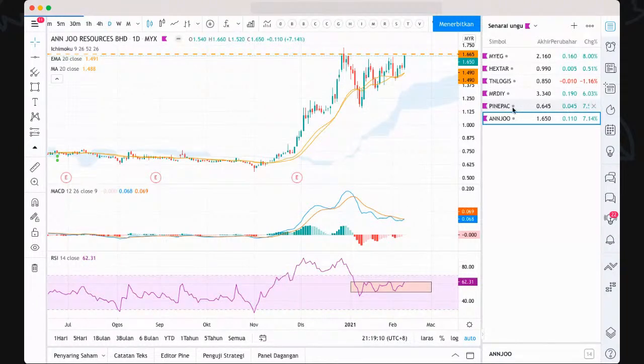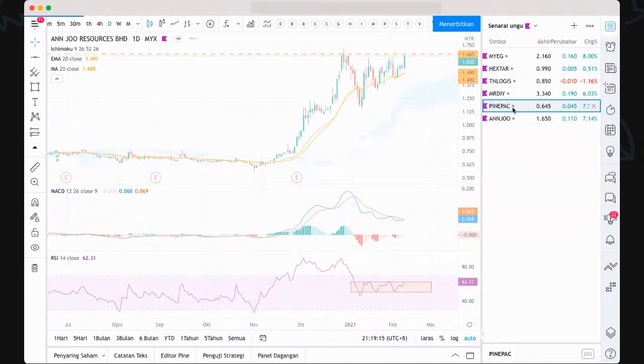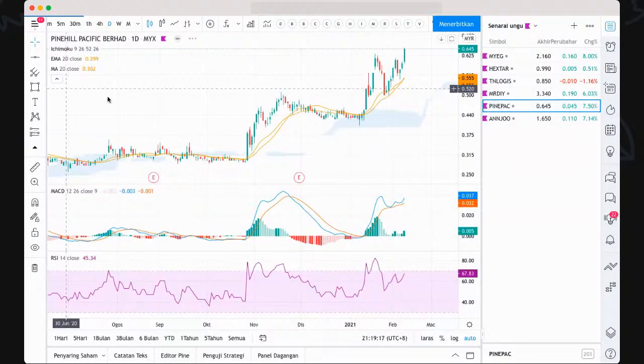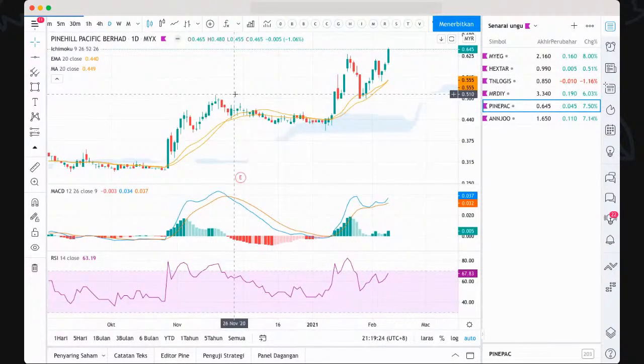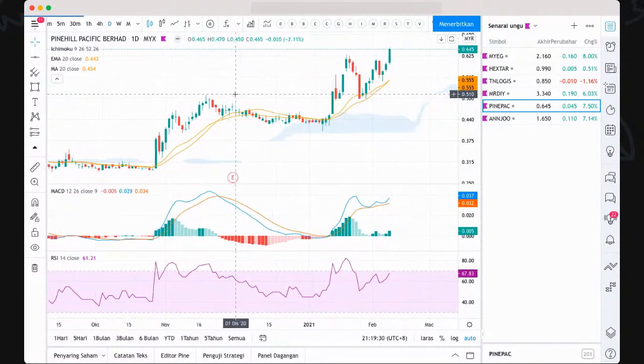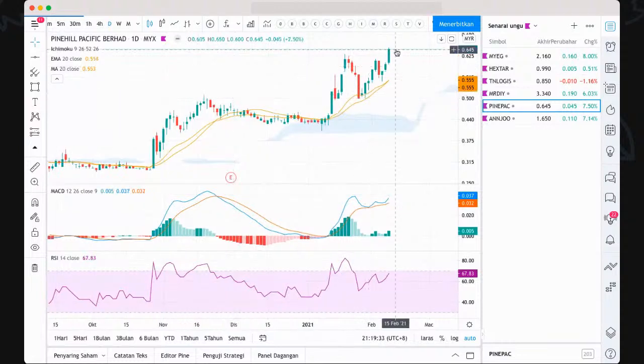So let's look at another counter, Impact. I want to show a counter that is showing a good breakout. For me, Impact is showing a good breakout, but it must continue with higher momentum to go higher. So here the trading range for today is supposed to be here. This is our support.